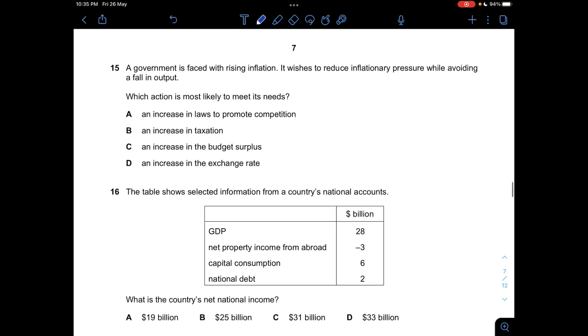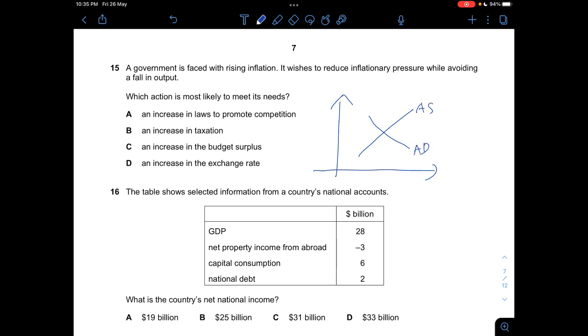Question 15, the government is faced with rising inflation. It wishes to reduce inflationary pressure while avoiding a fall in output. So which action is most likely to meet its needs? So reducing inflationary pressure while avoiding a fall in output. So here will be your AS curve and here will be AD curve.